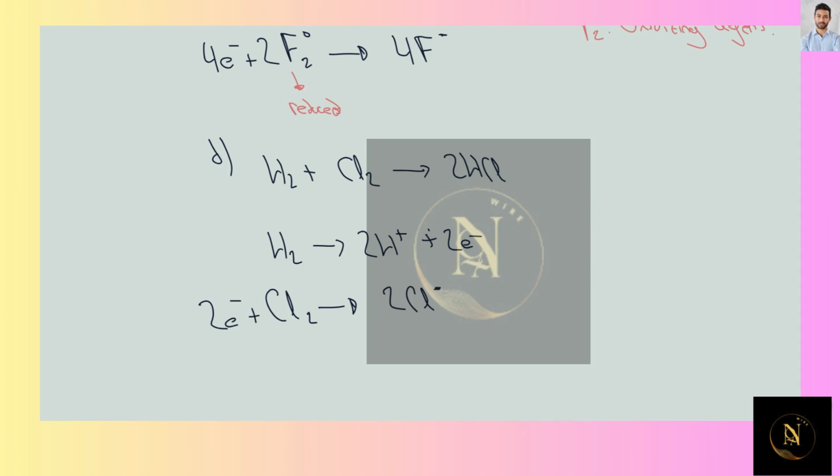So what is happening is that H2 is going to get oxidized, Cl2 is going to get reduced. So H2 would be our reducing agent, and Cl2 would be our oxidizing agent.